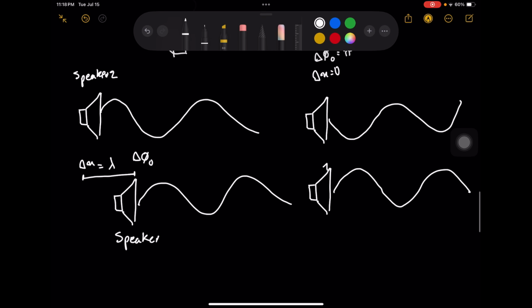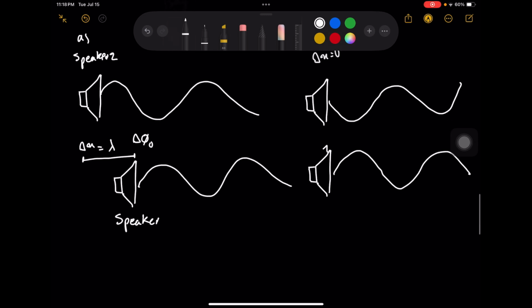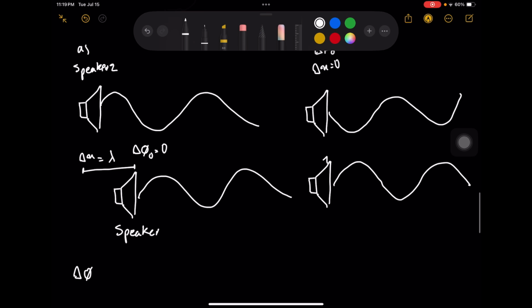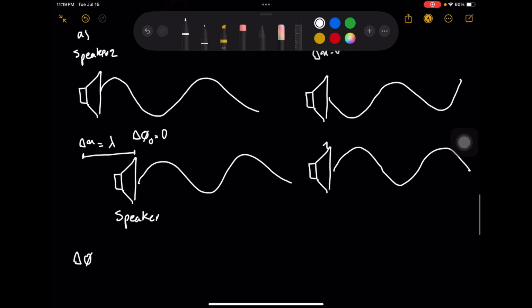For this one, in A, we have identical sources that are separated by half a wavelength. When we say they are identical sources, the phase difference of the sources is 0. And when we say they are separated by half a wavelength, our delta x would be lambda over 2. Just to give you a clarification, don't confuse the phase difference of waves, shown as delta phi, with the phase difference of the sources, which is shown as delta phi 0, like the one that we have here.